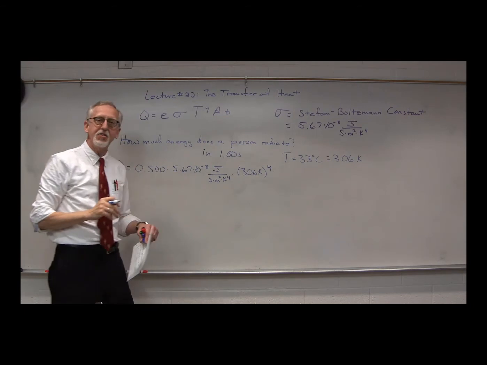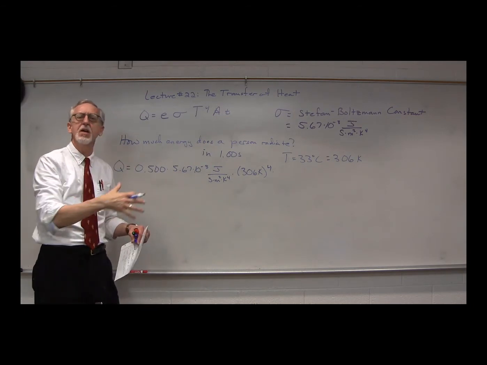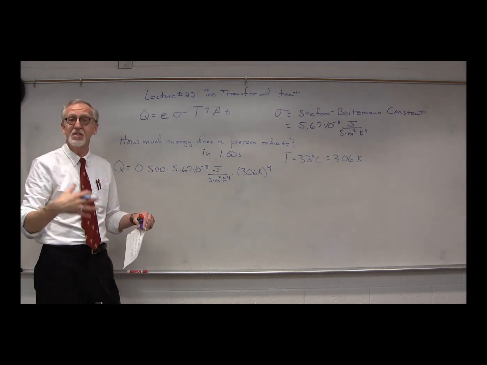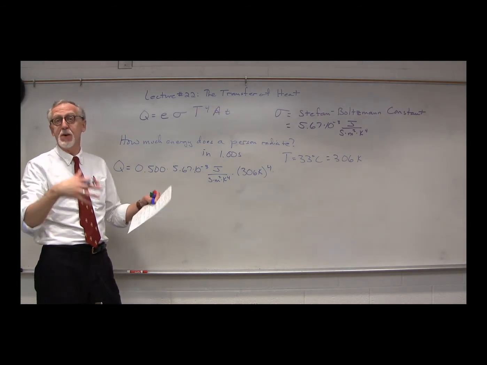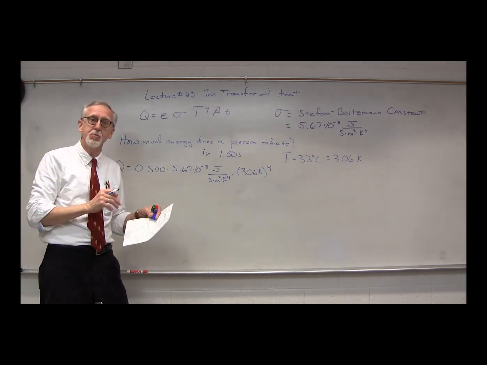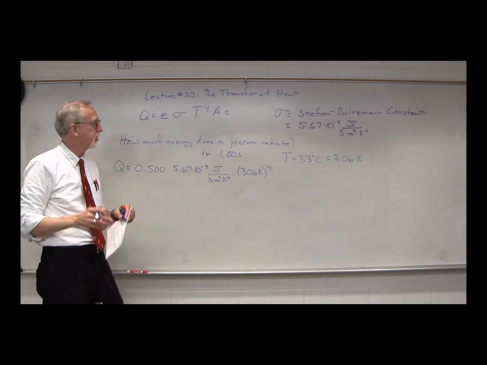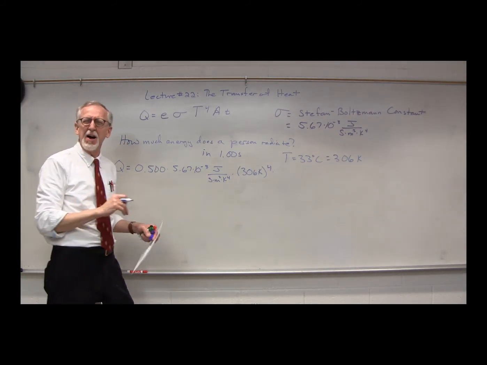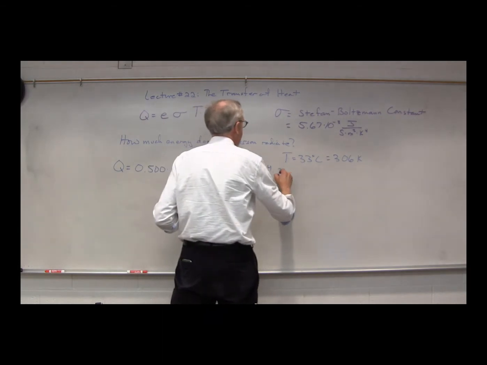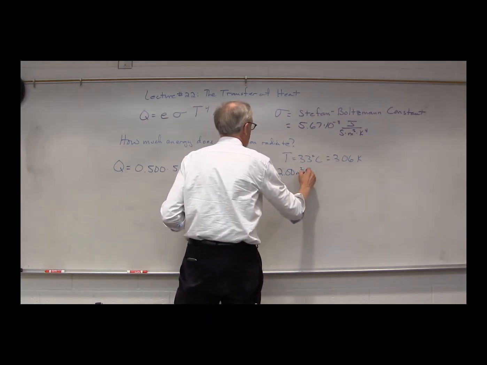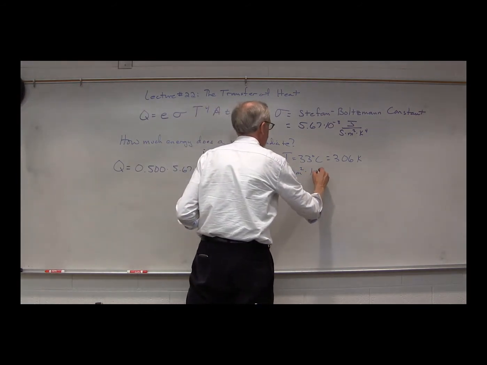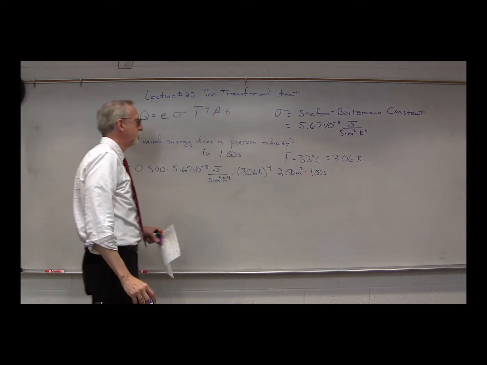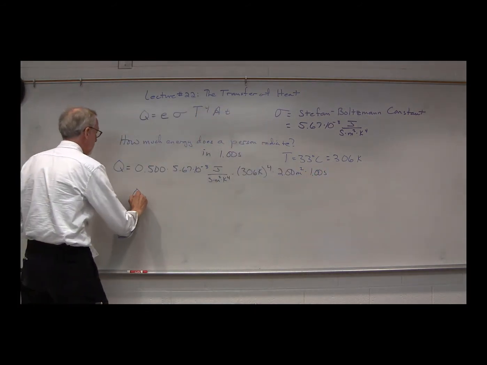times A. So A would be a person's surface area, in other words, skin area. So what's the average person's skin area? Well, depending on how large someone is, a baby has a smaller area, a large person has a larger area. We have an average area of about 2 square meters. So I'll say about 2 meters squared, times little t, and we're looking at 1 second. There we go. So we'll multiply this out, and what do we find?